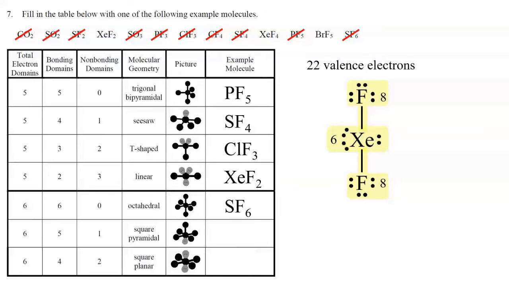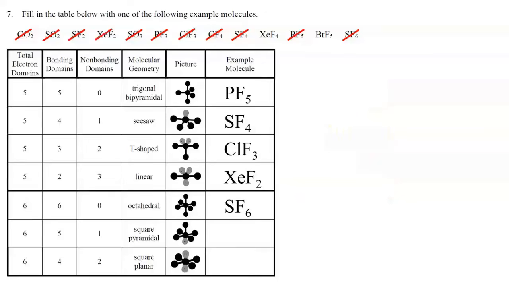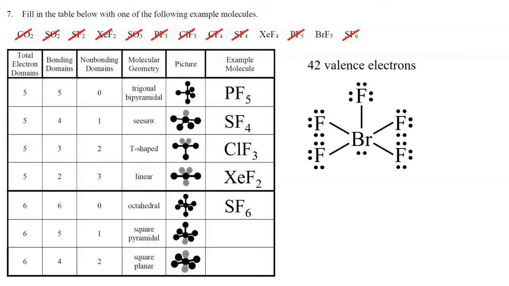Our next number of valence electrons, as we narrow down to the final 2 choices that we have in this table, is 42 valence electrons. So 8 times 5 is 40. So we're going to have 5 bonding domains, and then we have these 2 electrons left over on the central atom. So 42 valence electrons would correspond to the molecule bromine pentafluoride, or BrF5.